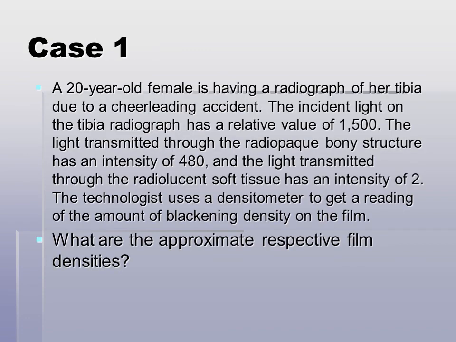Again, you can go through the case studies on your own here. Some great helpful hints in studying would be table 21-2 and 21-3. The slower the speed, the higher the patient dose; the faster, the lower.